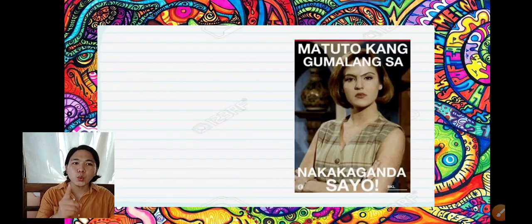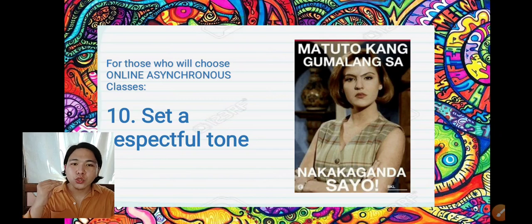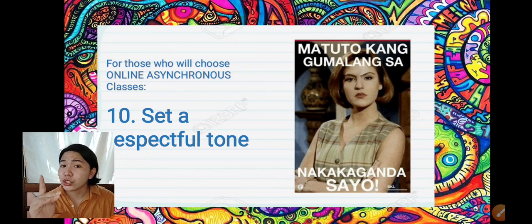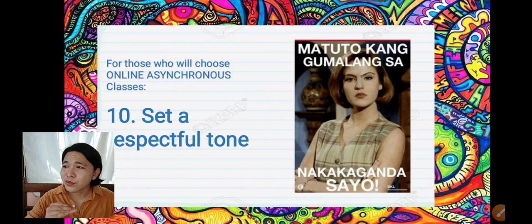And of course, learn to respect your elders. So what does that mean? Set a respectful tone. Therefore, in messaging your instructor, not only me but also your other instructors, please make use of po and opo. For example, if you message me, it should go like this: Good morning po sir, I am so-and-so. So you need to set a respectful tone, make use of po and opo.